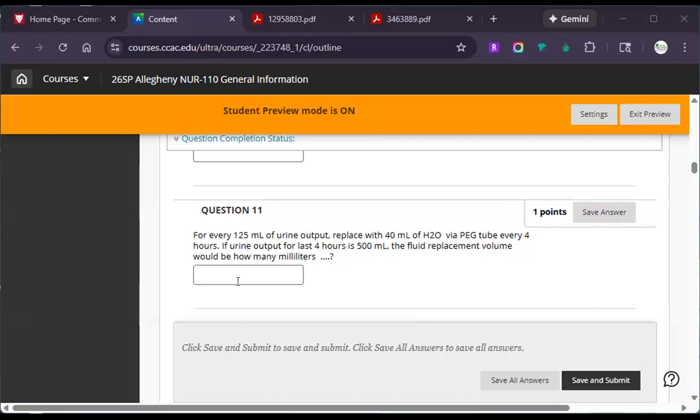My clue for you is if for every time they void out 125 milliliters, you have to replace with 40, and then they actually void out 500. Am I going to replace it with more than 40 or less than 40? Okay. You don't need to answer that question, but go ahead, Wilford.